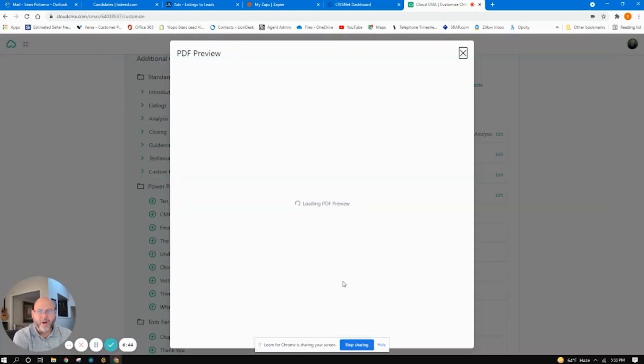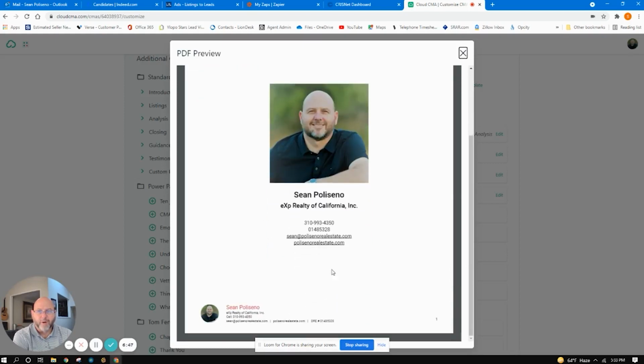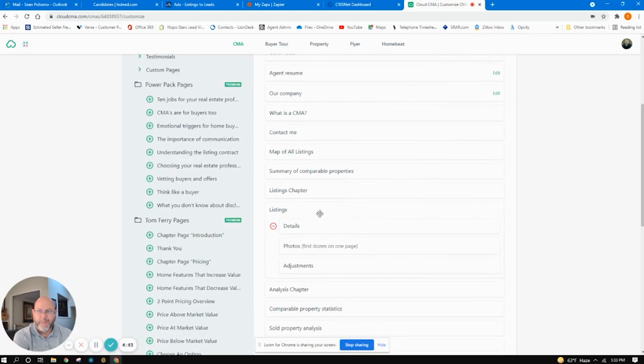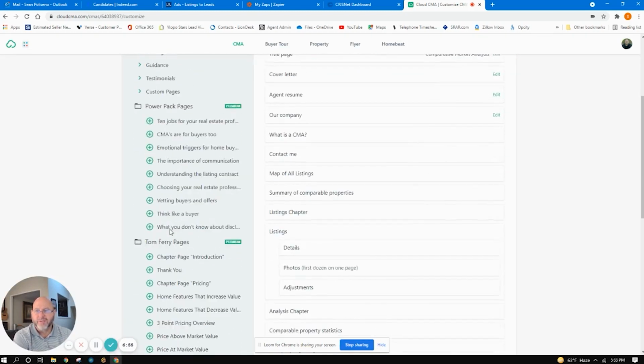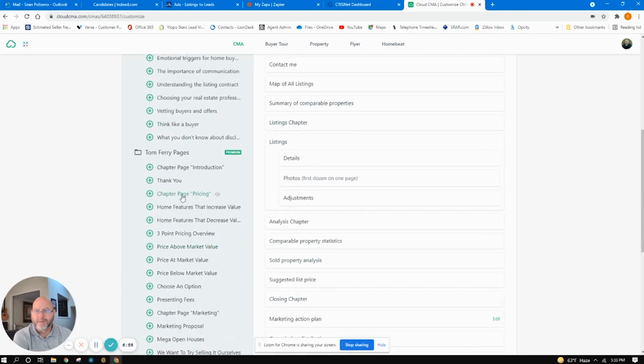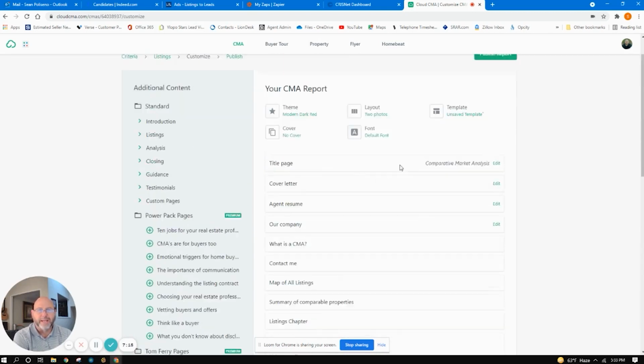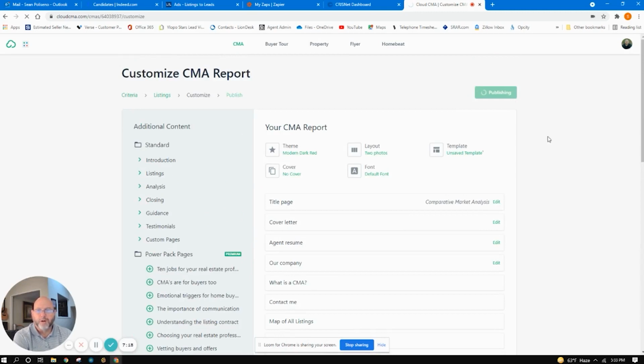The rest of this, how to contact me, obviously you want to make sure all this is correct. This is all your preloaded section. Now over here on the left side, you can add in specific components to the CMA, which is important to you. These kind of move, like I can drag and drop these and move these around. So analysis chapter and comparative property statistics, you could move those around and customize this however you'd like. Once you're done, you're going to hit publish report. And this is what I really like about this Cloud CMA, is what it's called.